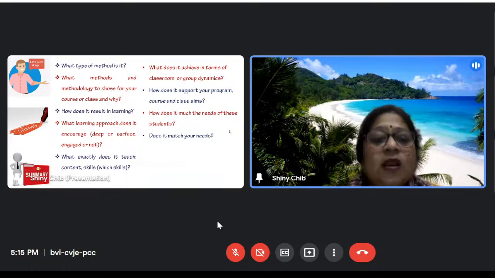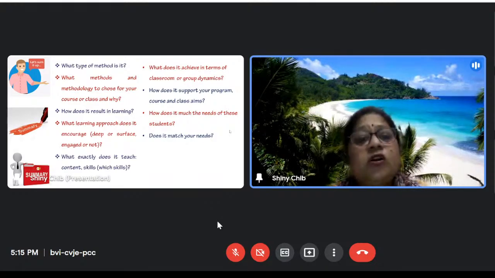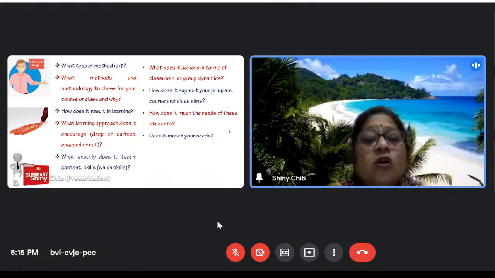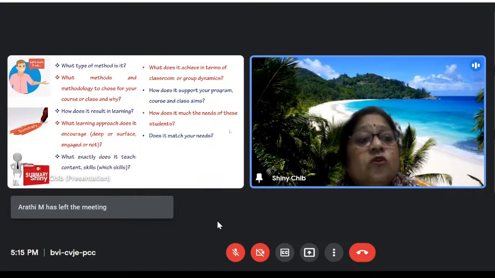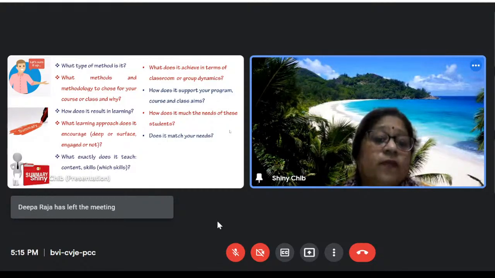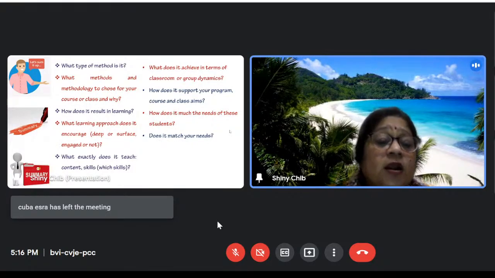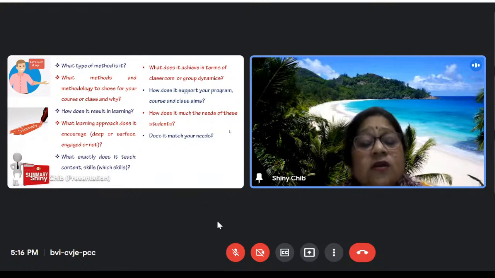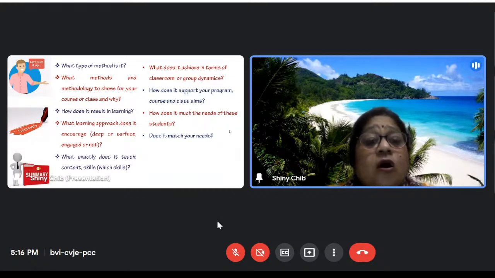Now, when you are planning Bloom's taxonomy, these are the few things which you need to focus. What type of method you are going to use, what methods and methodologies to choose for your course or class, and why. For example, if you're using role play, if you're using group discussion, then why you are using. You should be aware of the logic. It is not like you want to make some participative class, then you are using some techniques. It should not be like that.